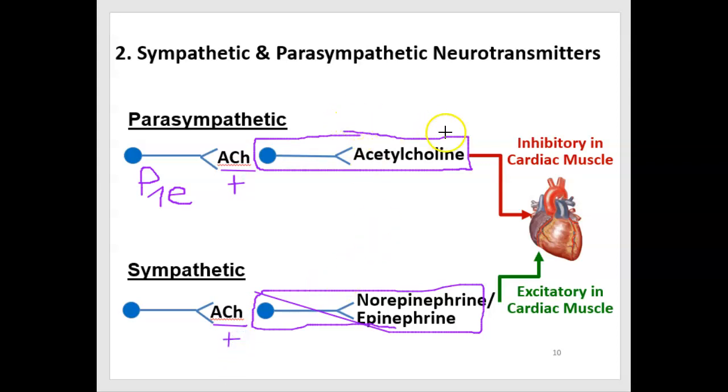And one thing that's really important is we know that acetylcholine is inhibitory to cardiac muscle. But do you remember that acetylcholine is excitatory to skeletal muscle? Always. So the parasympathetic nervous system doesn't innervate skeletal muscle, right? It only deals with cardiac and smooth muscle, so you don't get conflicting problems.